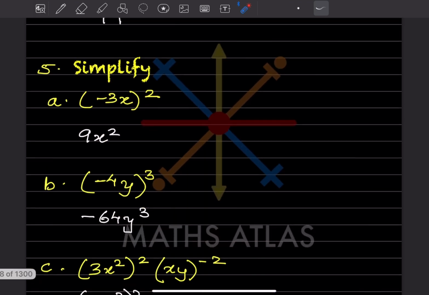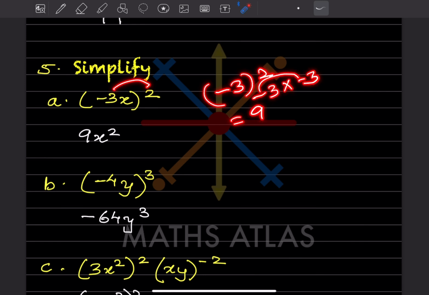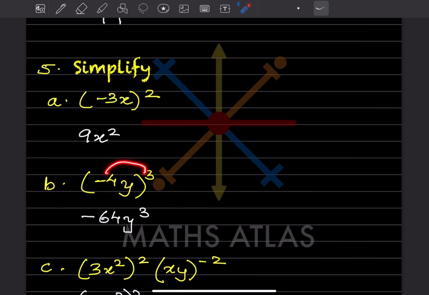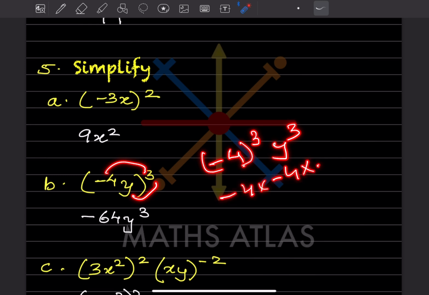Here they have said simplify minus 3x, and this is raised to 2. So what will that be? Minus 3 square is going to be 9, because minus 3 into minus 3. This is 2 times, so that is an even number, so that will be 9, and this is going to be x square. Again this one, minus 4 raised to 3, and this will be y cube. So minus 4 into minus 4 into minus 4. So 4 4s are 16, 16 4s are 64, and these 3 negative signs mean that it is going to be odd, so minus 64 y cube.